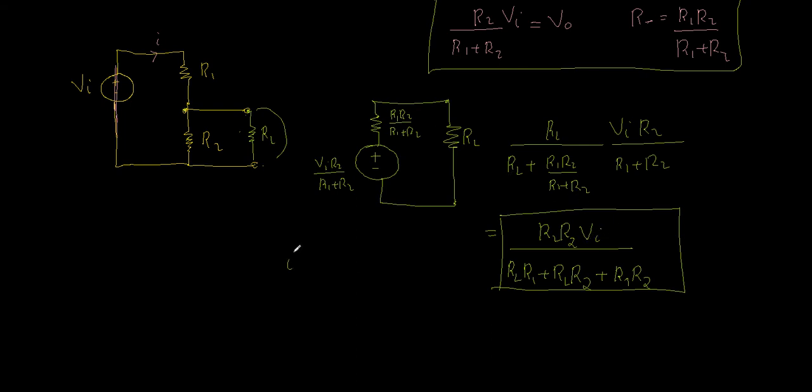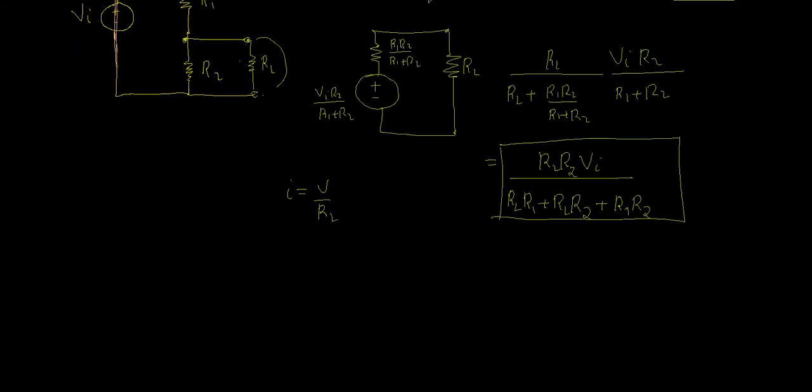So the current I is equal to the voltage over the resistance RL, so it's this divided by RL, so it's simply equal to R2 VI over this expression here.